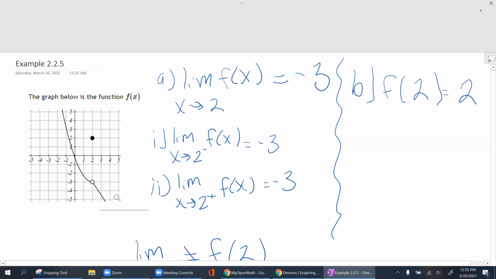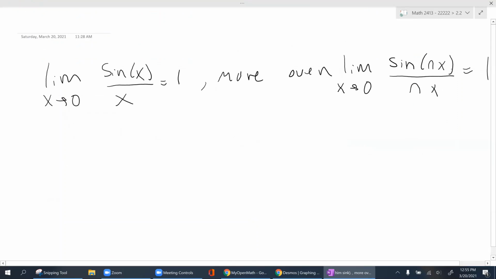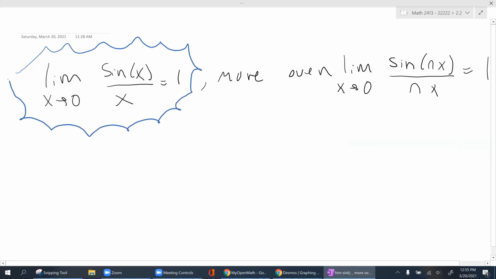Okay, let's go ahead and move on to our next example. We're going to be dealing now with finding limits, specifically with sine functions. If you look in your book, where I have this page here for you, it shows the proof of why exactly. I will leave that as an exercise for you all.